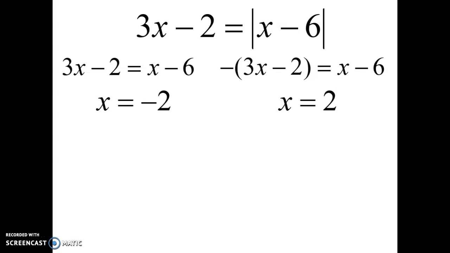Again, you want to check your answers. If you put negative 2 in for the left-hand side of your equation, 3 times negative 2 is negative 6, and negative 2 minus 2 is negative 8.